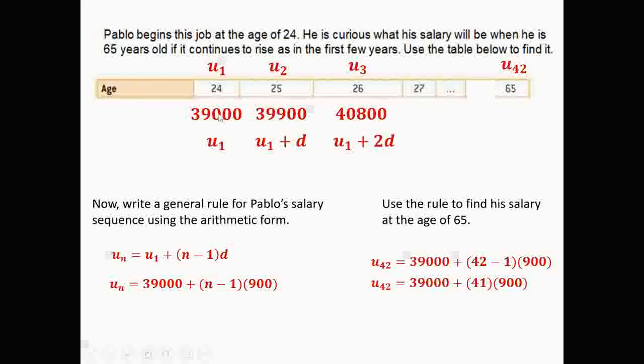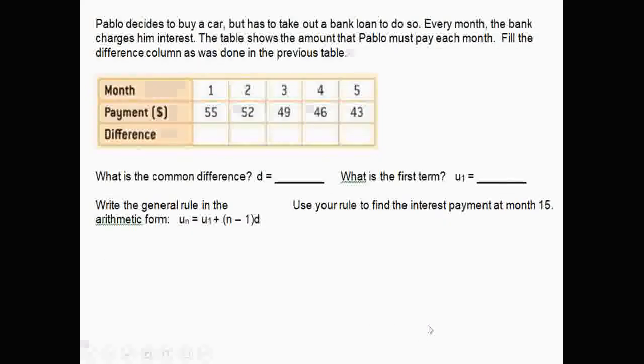Because to go from 39 to this one here, the number of jumps of 900 is going to be 1 less than the number of items. If we're going to U3, for example, we didn't add 3 jumps of 900. We added only 2 jumps of 900 to get from the first year to there. So we're always adding 1 less jump of that 900 to get to a certain place. That's why this 42 becomes a 41 here. That value is 75,900. Great.